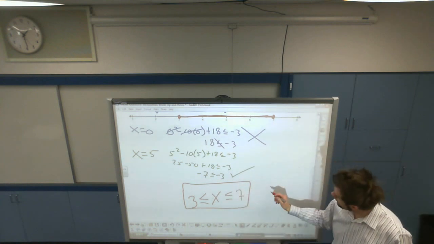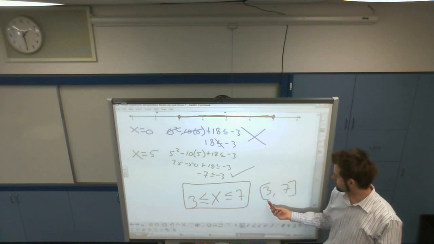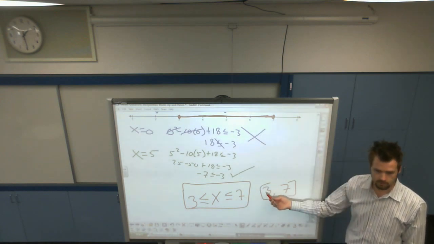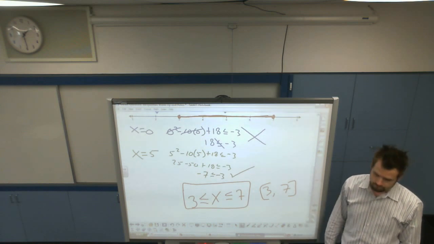So here's my answer. You may also see it written in this notation. Do you remember this? What is that? Interval notation. And there you go.